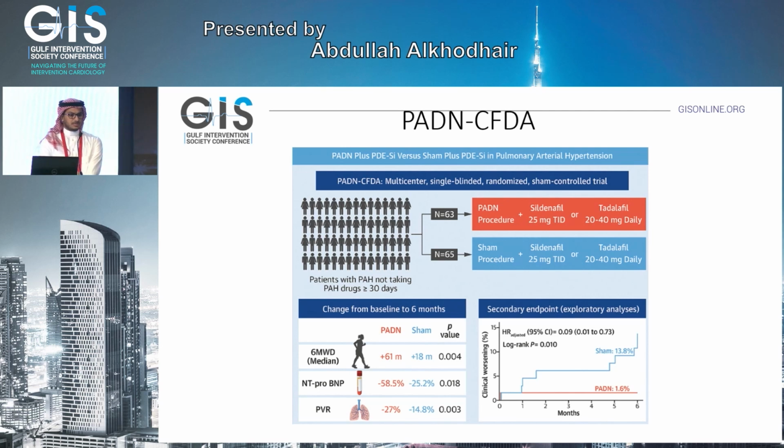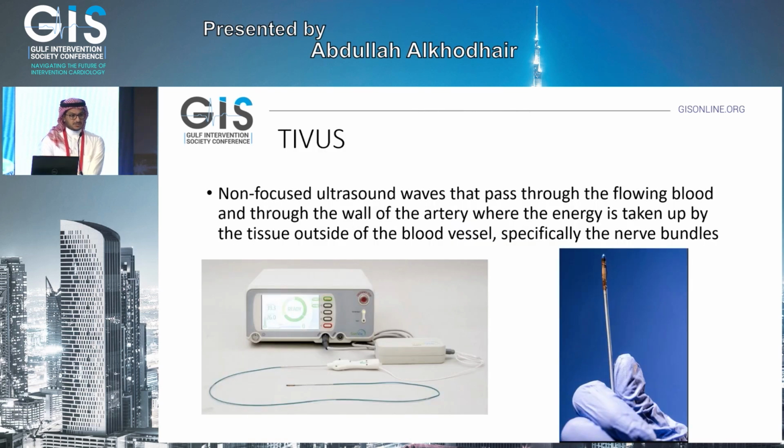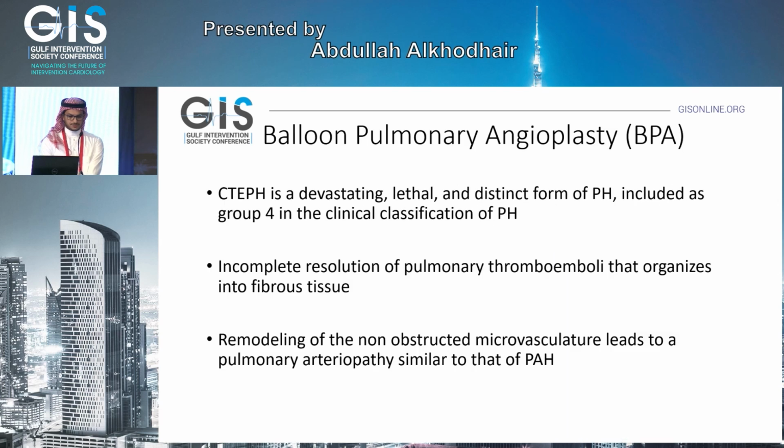So very promising results, and I think we will see more and more denervation in the pulmonary hypertension arena in the future. There are different devices that can be used for denervation. Some people have also tried the same methodology they use in AFib ablation. Still, the area is open to new innovation and more trials.